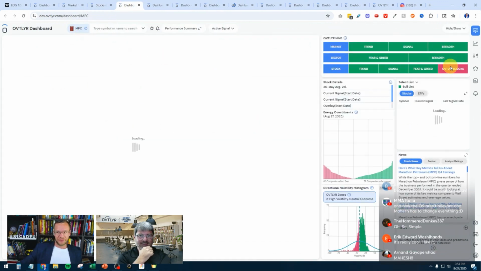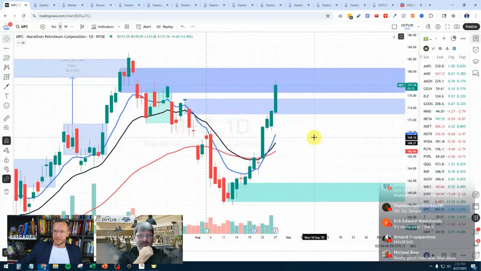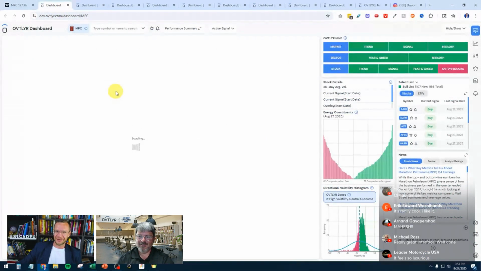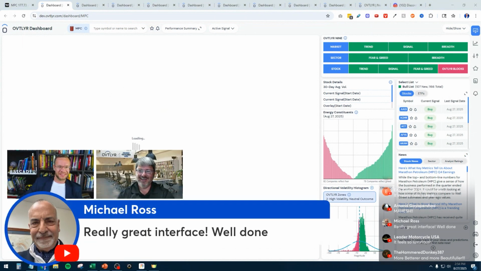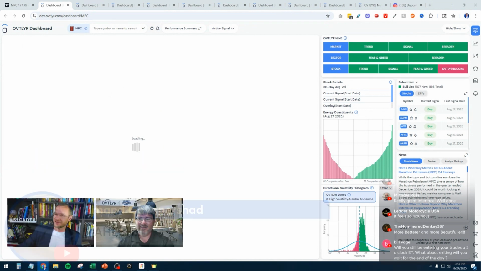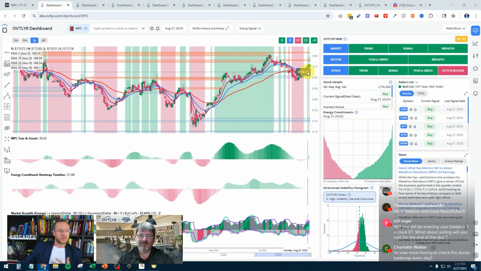MPC 8 of 9 with OVTLYR blocks on top of it. Let's go look at MPC. How about that? Man, this is cool. You would think that I had a chance to look at all this ahead of time. You would think wrong. This feels so luxurious. Michael Ross, the boss, says this is a really great interface. Yeah, Mahesh is the one to thank for all this work. So there you go. Finally, it loaded through. MPC with that order block right there. I wouldn't trade it because it does have order blocks. How cool is that?